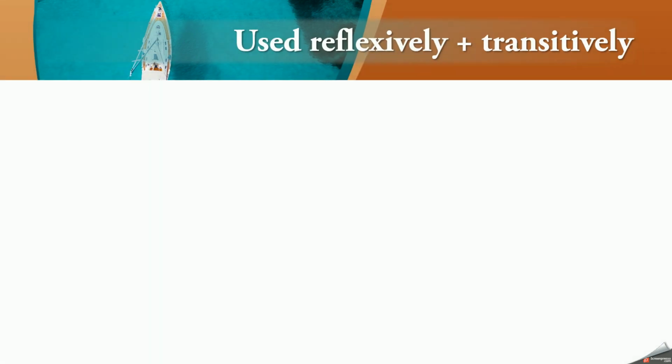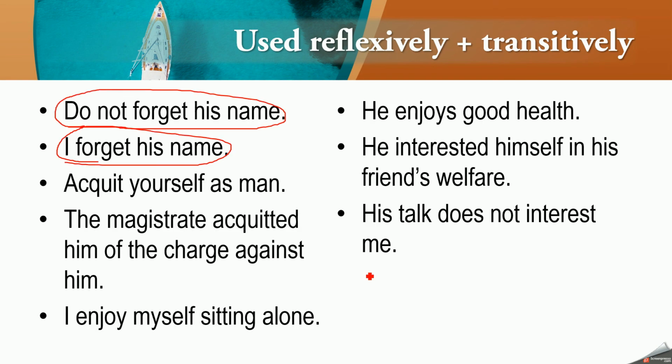Some words are used reflexively as well as transitively, like do not forget his name. So do not forget. Forget what? His name. I forget his name. I forget what? His name. Acquit yourself as a man. So acquit is being used reflexively here, and in the next statement, the magistrate acquitted him of the charge. Acquitted what? Acquitted him. So here it is used transitively.